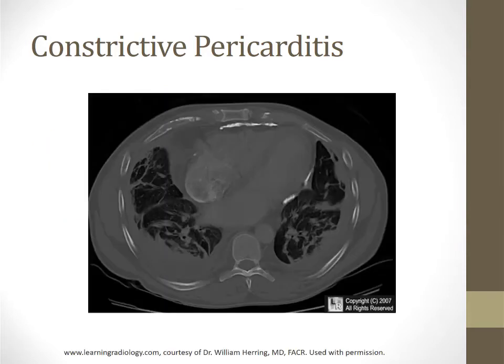Here's an example of an X-ray from a patient with constrictive pericarditis. Note that there are these white lines in the pericardium surrounding the heart. That is evidence of calcification of the pericardium, and that's one of the hallmarks of constrictive pericarditis.